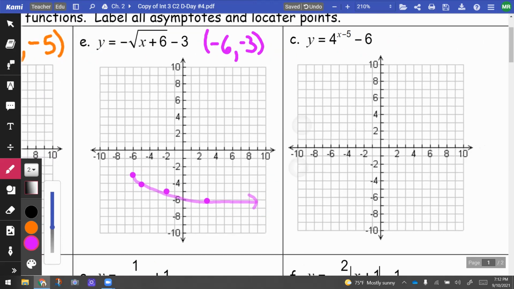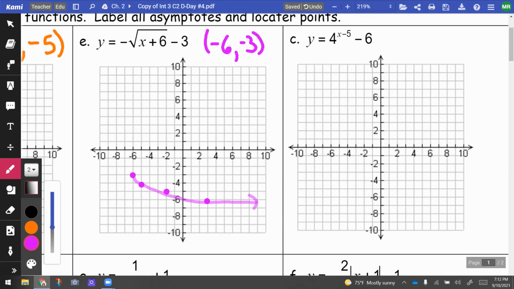Okay, on the next one, we have 4 to the power x minus 5, minus 6. So if you want to think about a locator point, you can think (5, -6). But the thing that I really want to pay attention to here is that -6 means my asymptote is going to be down at -6.